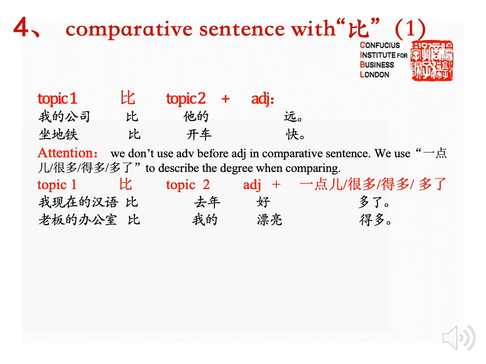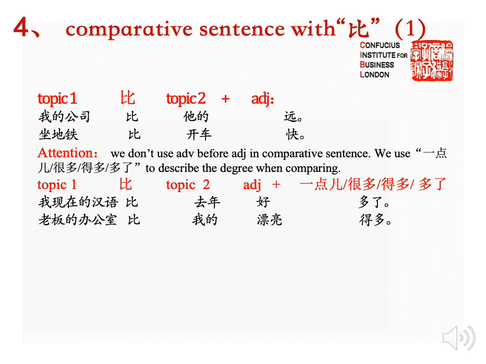So also we come to the structure, the comparative sentence. Normally we use the marker 比. The basic structure is topic A, 比 topic B, and plus adjective. So a very simple example, 我的公司比他的远, my company is further than his.